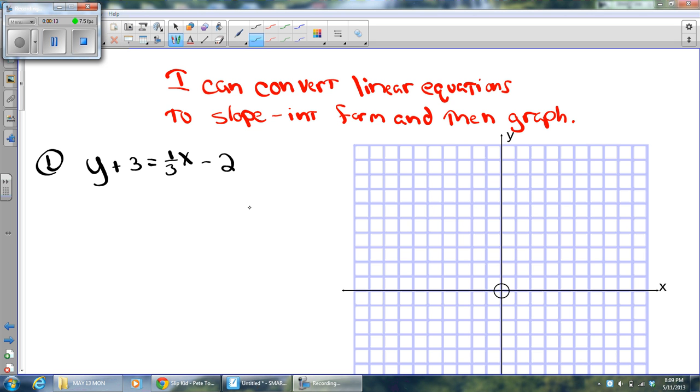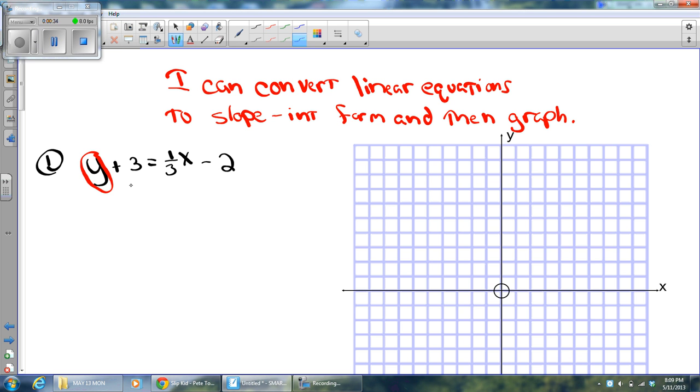All right, so remember that the other day we were solving to get y alone. Remember, Sopka was demonstrating that she was circling the y, because that's what we want to get alone. Once we have y alone, we're in what we called slope-intercept form. So I'm going to ask myself, what is keeping the y from being alone?